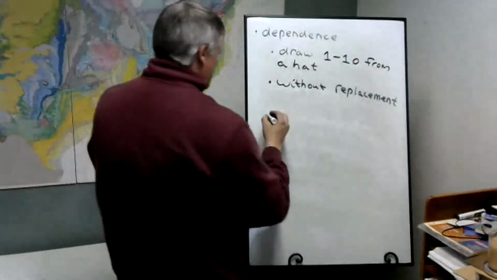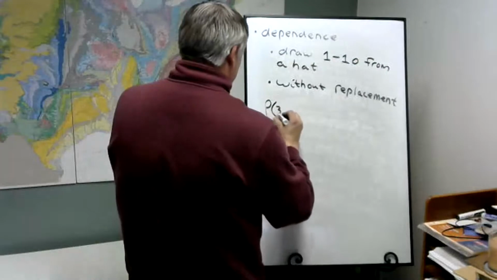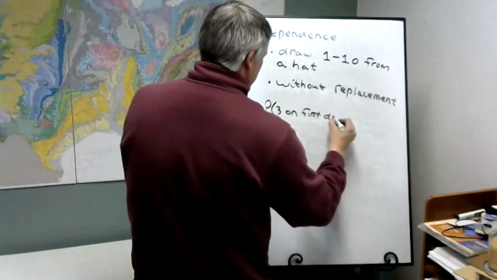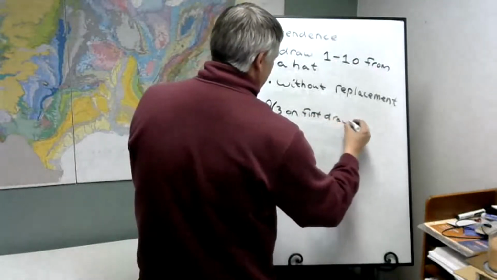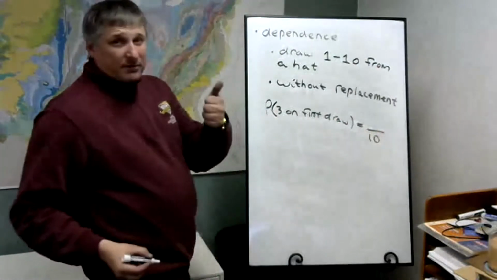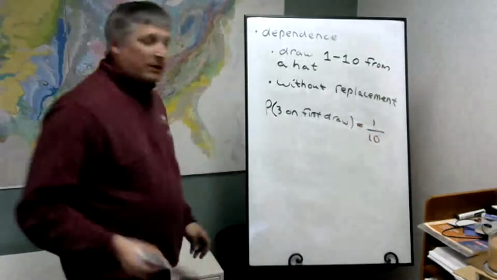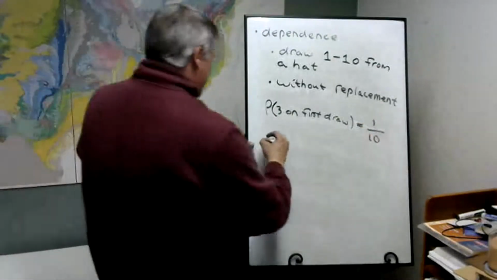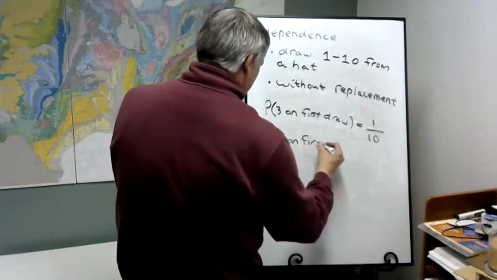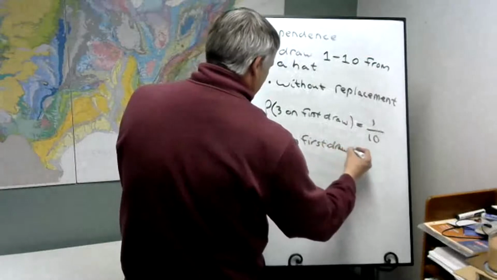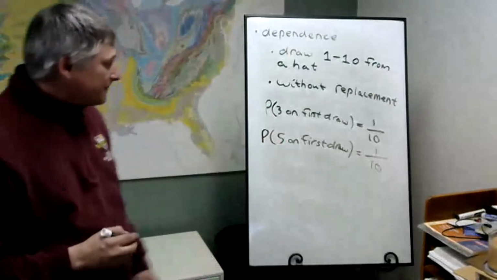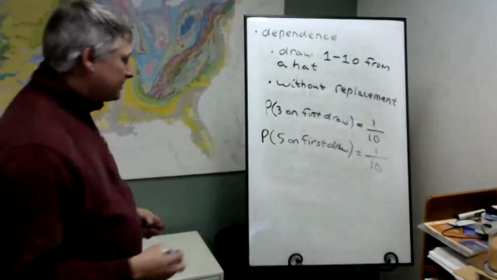So again, if we draw a 3 first. Well, the first draw, there's still 10 tickets. There's only one of them that has a 3 on it. We get 1 out of 10. Same thing for drawing a 5. If you draw a 5 on the first draw, well, in that first draw, there's 10 tickets. Only one of them has a 5. But now let's combine things.